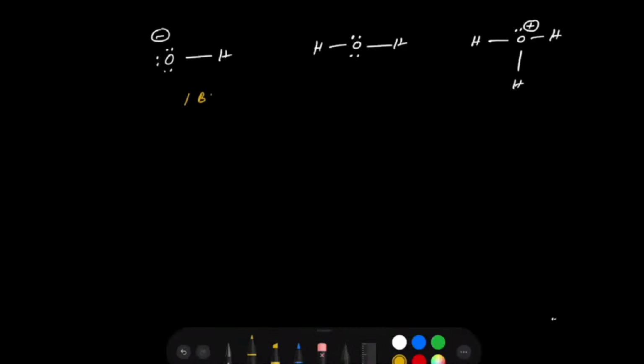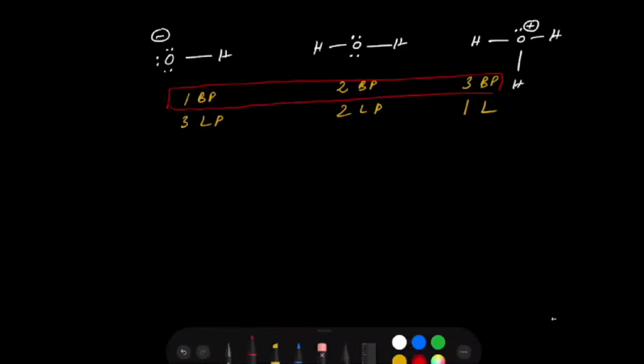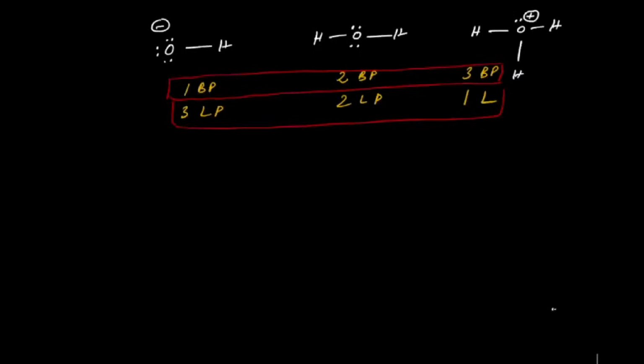One bond pair, three lone pairs; two bond pairs, two lone pairs; and here three bond pairs and one lone pair. You see, bond pairs are increasing and lone pairs are decreasing. Lone pairs are decreasing. Clear? And I will draw some other structures that you will need to remember.